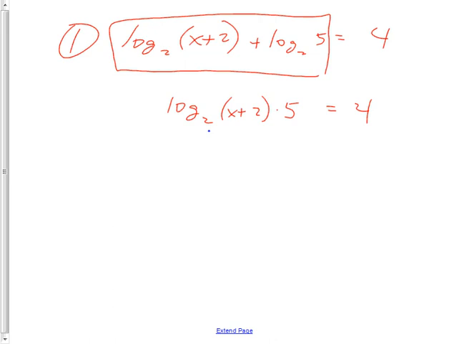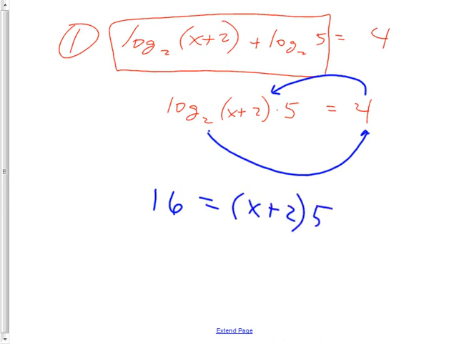Rewrite. It's your main go-to strategy. Rewrite 2 to the 4th equals all that. And 2 to the 4th, I know, that happens to be 16. 16 equals x plus 2 times 5. And that, my friends, is a simple algebra equation. There you go. And that's something that you should be able to do in your sleep.